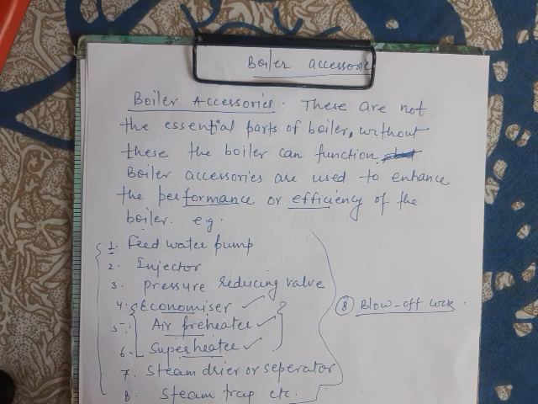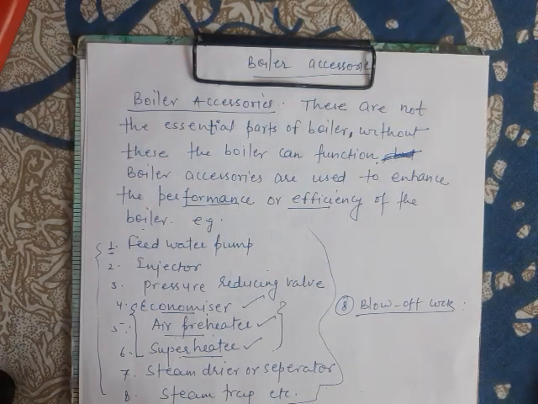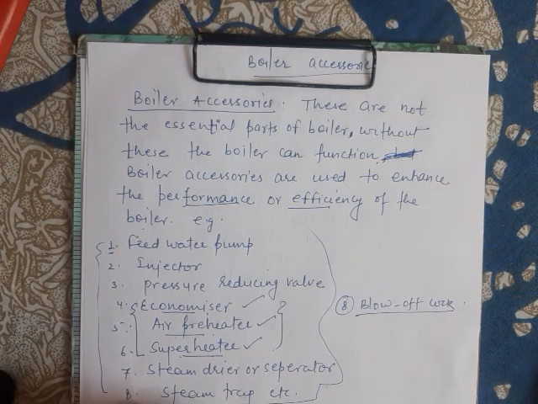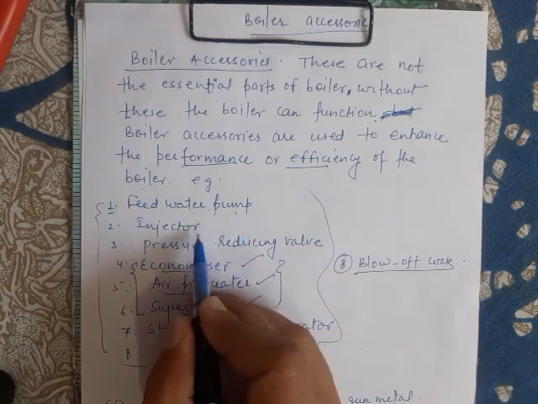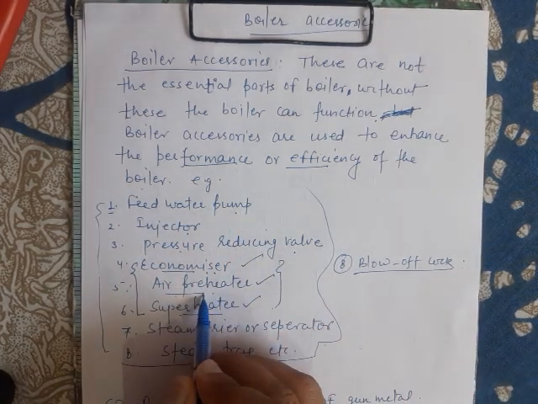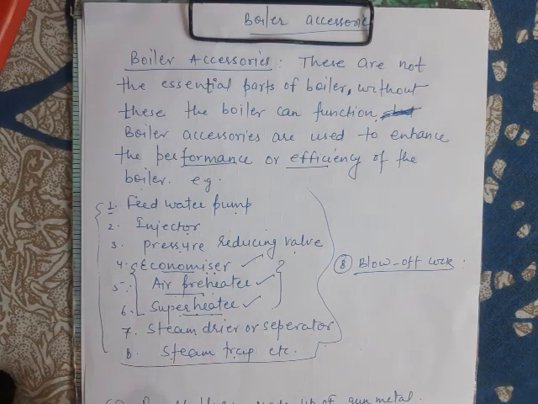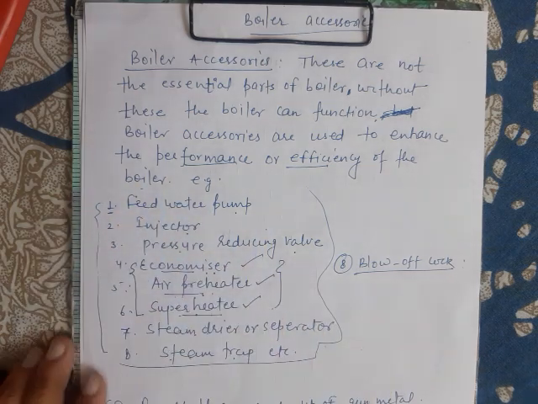But boiler accessories enhance the performance or efficiency of the boiler operation. Note this basic point. Boiler accessories are non-essential components of the boiler. They are used to enhance the performance or efficiency of the boiler operation. Some of the important boiler accessories are feed water pump, injector, pressure reducing valve, economizer, air preheater, superheater, steam dryer or separator, steam trap. These are some of the important accessories.